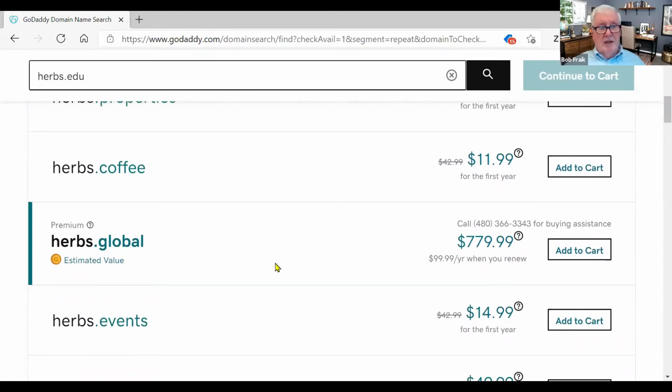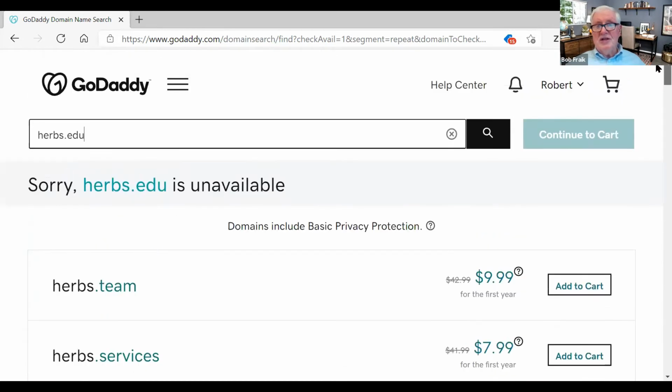Herb's Global. I guess this would be not the herb that we're talking about. This would be the type of herb that you grow in your garden. But again, look at how expensive that can be. And that would be, I think, for 1 year. Yeah. Oh, no, it's $100 a year. So that's the first thing you need to do, you need to get your domain, which is also sometimes referred to as your URL. And then you can have GoDaddy be your service provider.